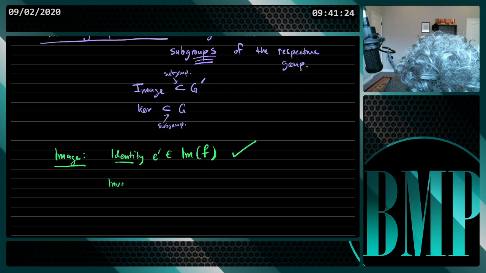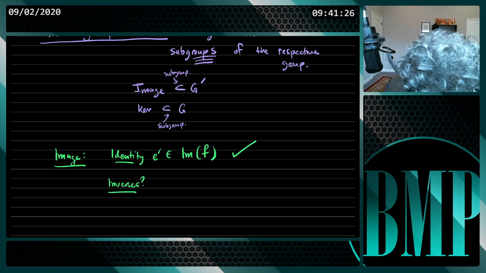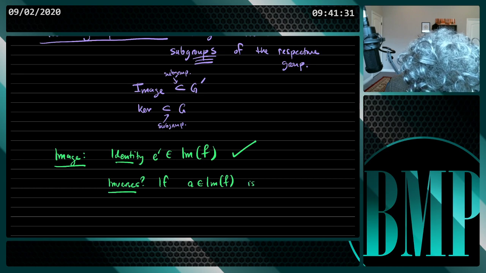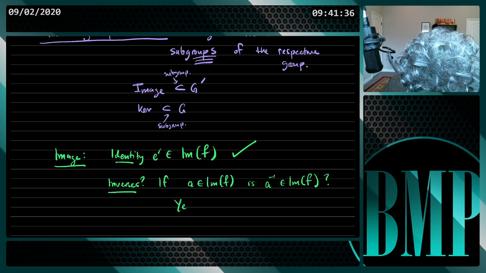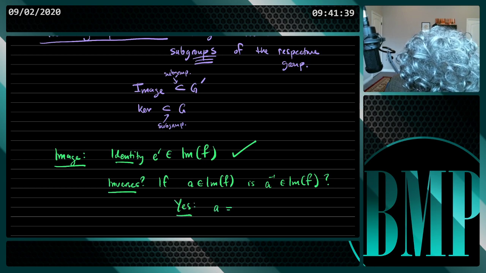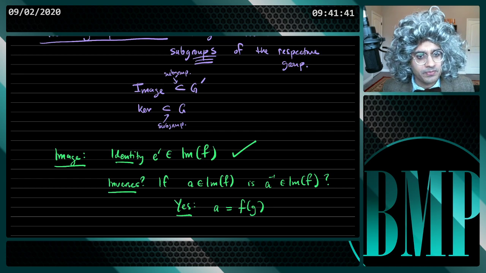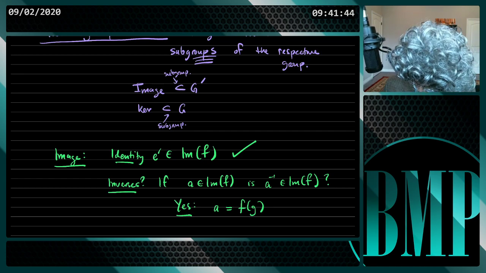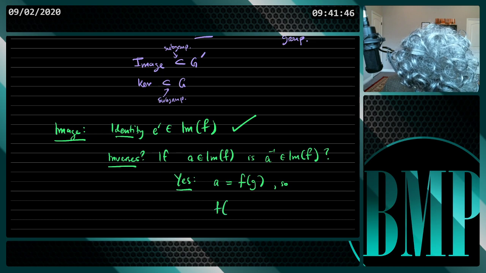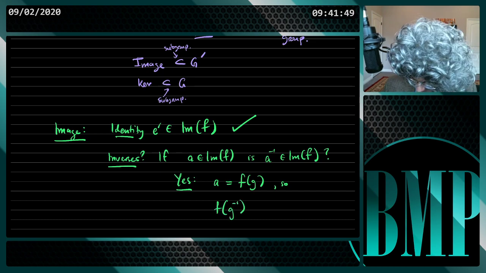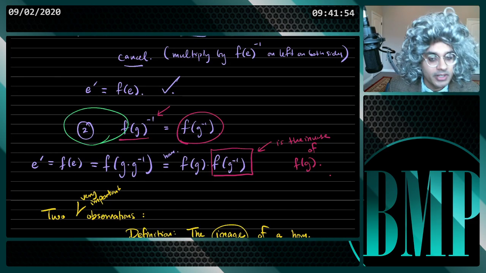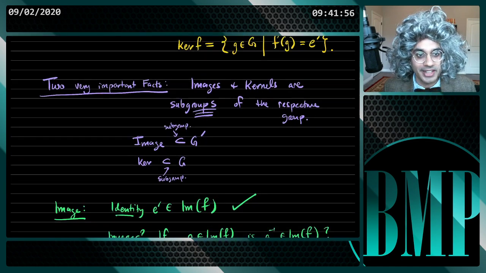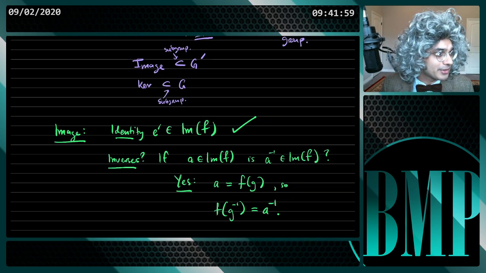Inverses. So if a is in the image, is a inverse in the image? Yes, because a is f of some element g. That's what it means to be in the image. And so, f of the element g inverse is the inverse of a, thanks to number 2 that we proved earlier. Okay, great. So, inverses stay within the image.